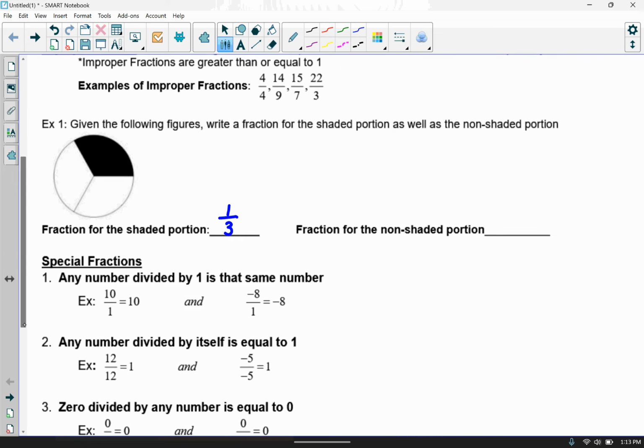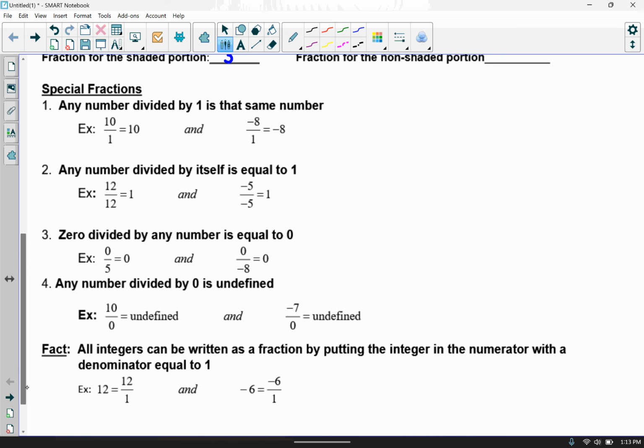All right, some special fractions down below. Anytime you take a number and divide it by 1, you always get that same number. So you can see in the examples below, 10 divided by 1 is still 10, -8 divided by 1 is still -8. Another special fraction, any number divided by itself is always equal to 1. So you can see here, 12 divided by 12 is equal to 1. -5 divided by -5 is also equal to 1. Any number divided by itself will always equal 1.